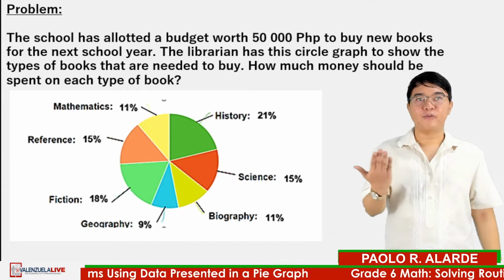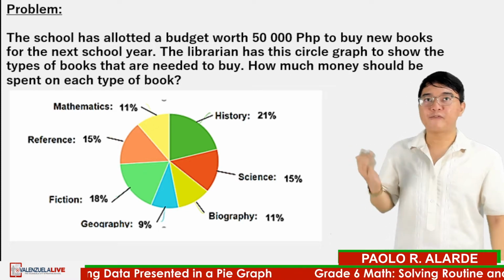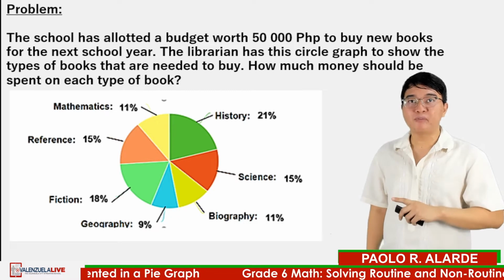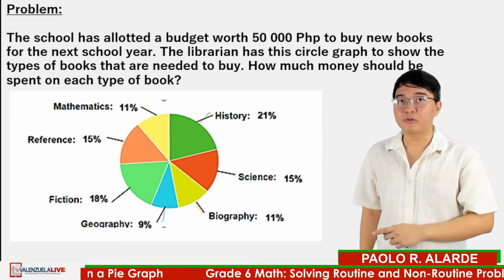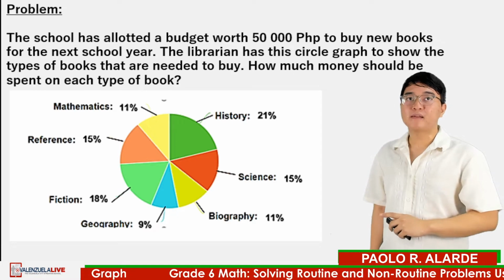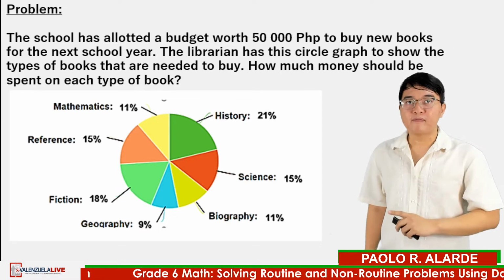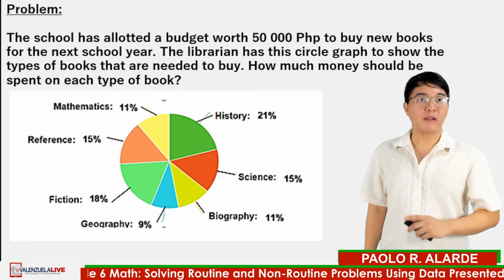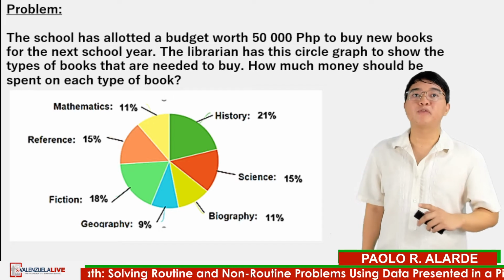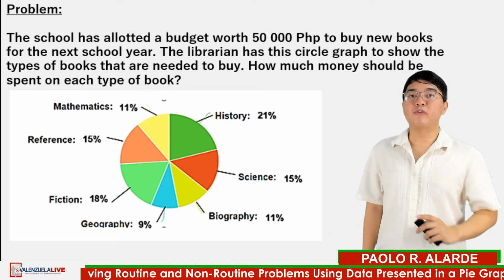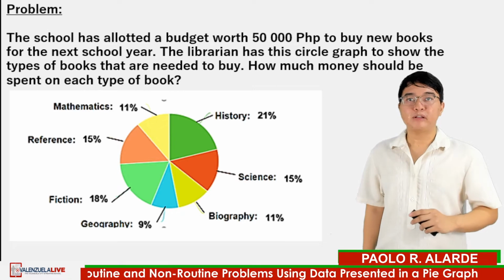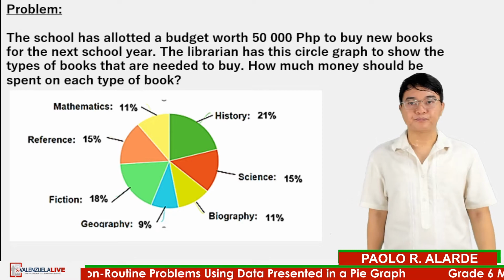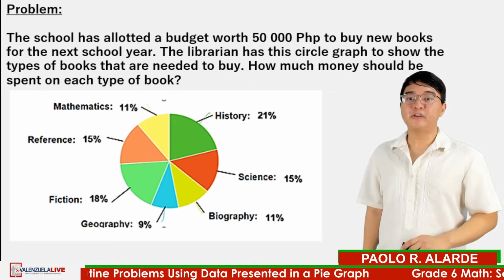As you can see, the circle graph shows that 11% of the allotted budget must be spent for the mathematics books, while 21% must be spent for the history books, and 15% for the science, 11% for biography, 9% for geography, 18% for fiction, and 15% for the reference. So, how are we going to solve this problem?